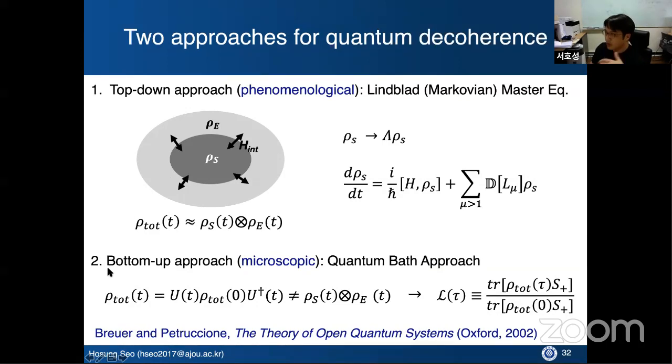To resolve that issue, one can also do the bottom-up approach, which is a microscopic calculation called the quantum bath approach. In this approach, you solve the time evolution of the entire combined system of qubit and environment using the Schrödinger equation, and then you trace out the environmental degrees of freedom. The reduced density matrix then has the coherence dynamics information. This is what we are doing in our group: microscopic calculation of coherence dynamics.